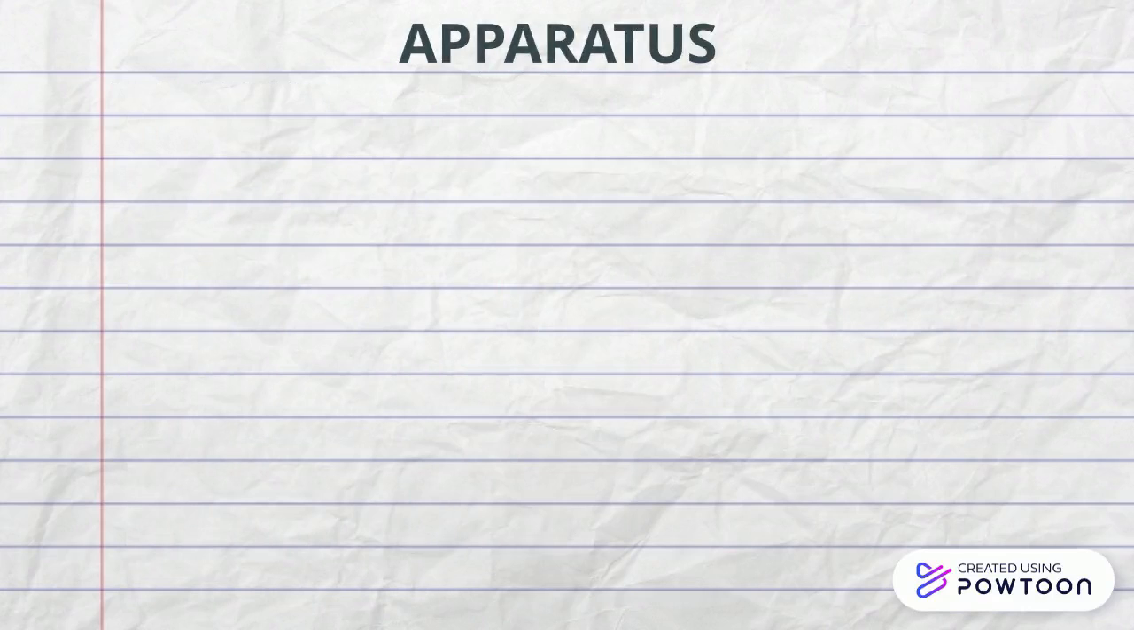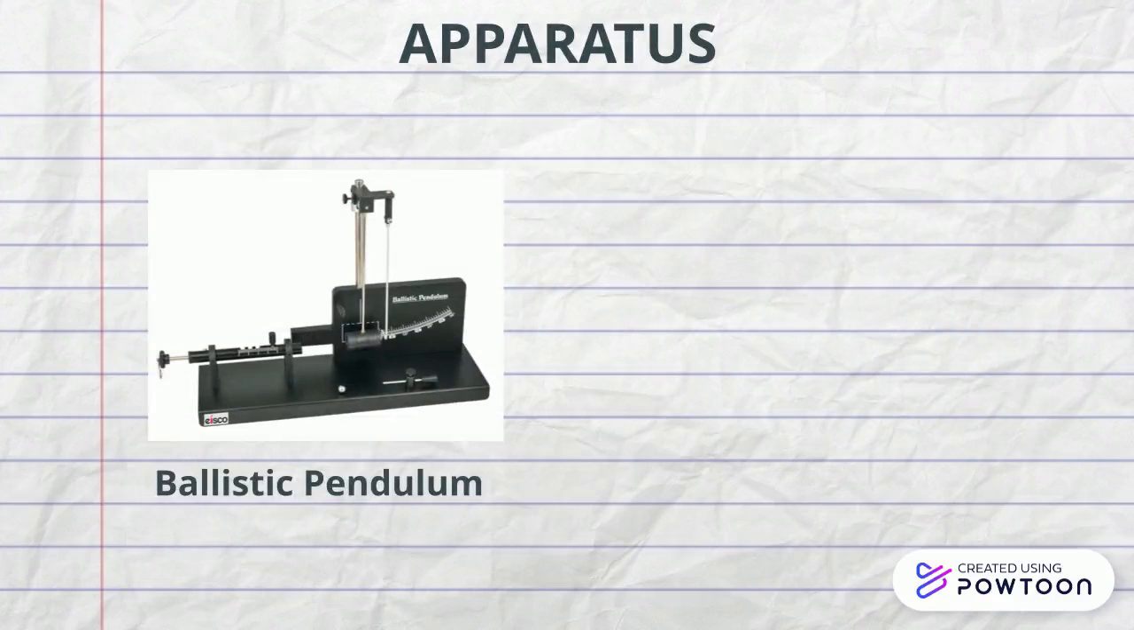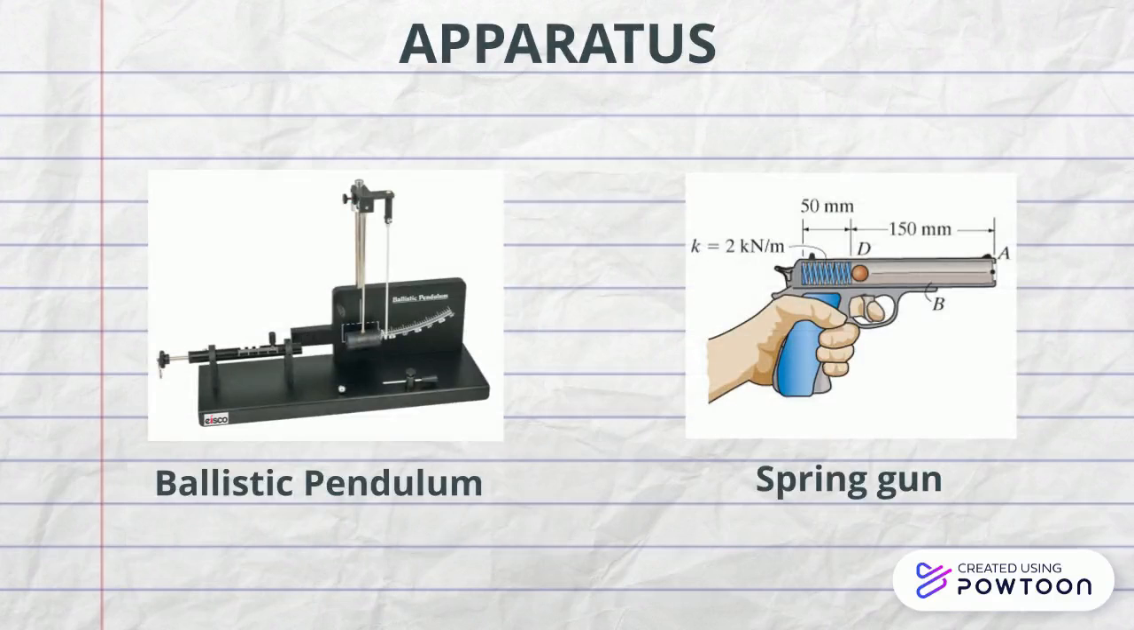For the apparatus, we use a ballistic pendulum apparatus in the lab, which consists of a spring gun designed to project a metal ball in a horizontal direction with a hollow pendulum able to catch the ball in a completely inelastic collision.